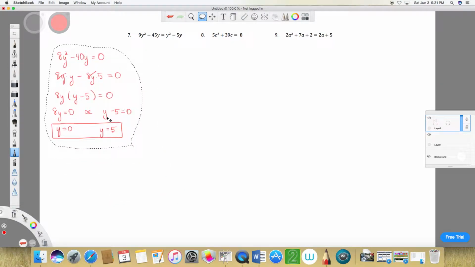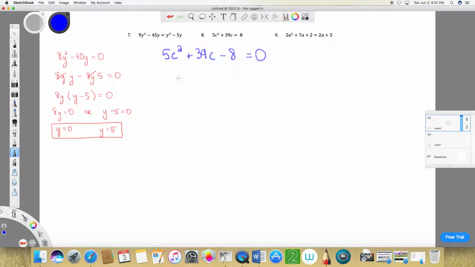Let's take a look at this next one. It's not in standard form. Let's subtract 8 from each side. So we have 5 times c squared plus 39 times c minus 8 is equal to 0. So the directions said to do it by factoring. So let's multiply the first term times the last term, place that at the top of our x, and put the middle term at the bottom of our x. Two numbers, when multiplied together, give us the top value, but when added, give us the bottom.